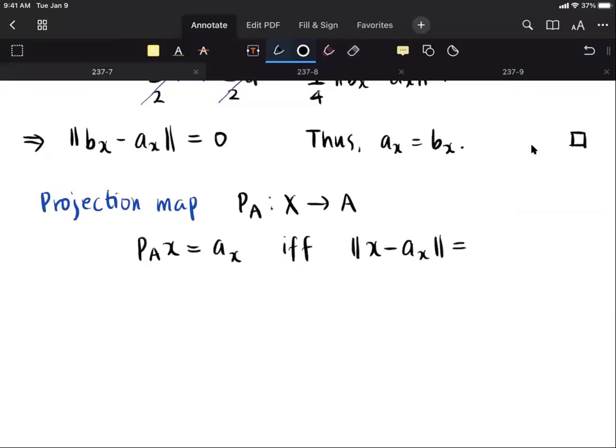So in other words, the distance between x and A sub x is the same as the distance of the point x to the set A. And this projection map is well defined if A is closed and convex. Take note that given an x, there is a unique A sub x in A that satisfies this property, according to the previous theorem.